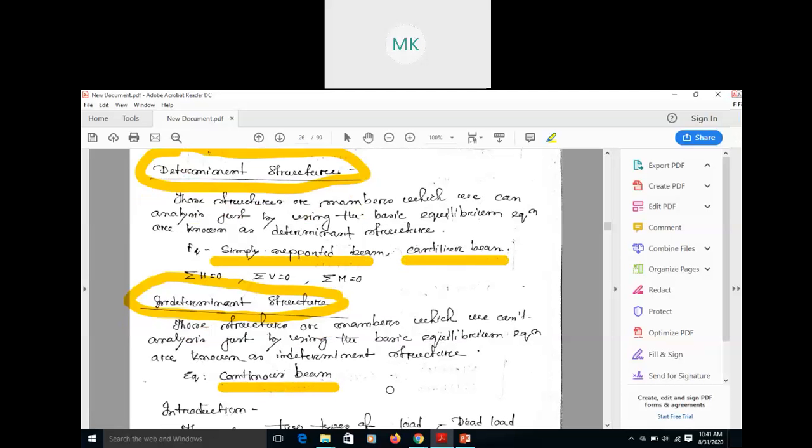Because it is continuous, it is not ended in its particular position, so we can't solve that by using these three equations. Okay, so these are the main important things. Please remember, for solving this numerical, we always remember these three equations: summation of H equals 0, summation of V equals 0, and summation of M equals 0. These three are the basic equilibrium equations.